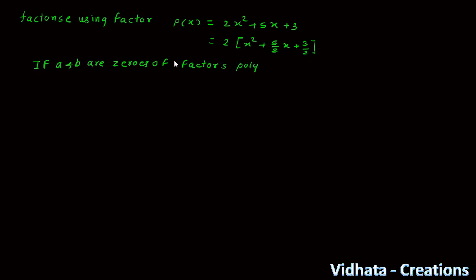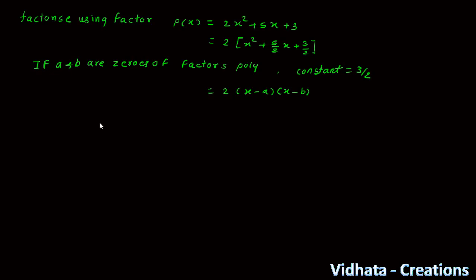Now here I will take the constant term, which is 3 by 2. If a and b are zeros of this polynomial, then I can write the polynomial as 2 in bracket x minus a and x minus b. I can write the given polynomial in this form. Now I want to find all possible values of a and b.